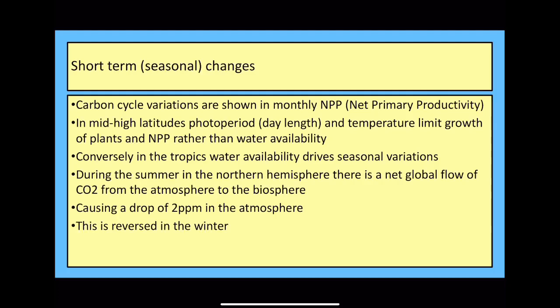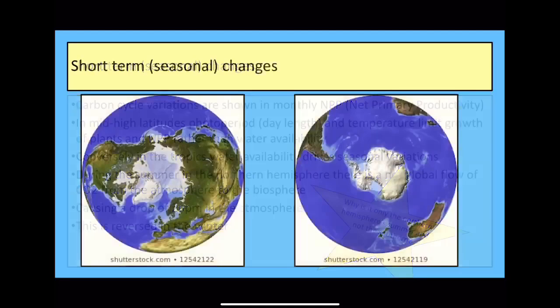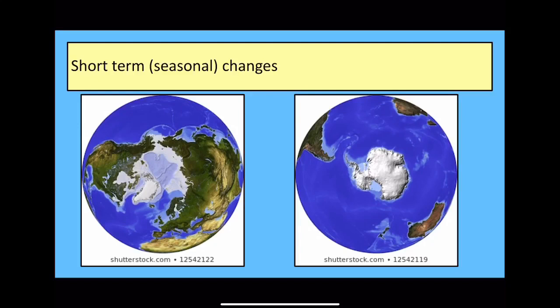So to understand why this is happening, we need to understand what is the difference between the Northern Hemisphere and the Southern Hemisphere, and why would summer in the Northern Hemisphere result in a net movement of carbon from the atmosphere to the biosphere, but it wouldn't happen in the Southern Hemisphere. And to understand this, we need to look at the globe from the point of view of the poles. So we have the Northern Hemisphere and the Southern Hemisphere. And hopefully you can see the significant difference straight away.